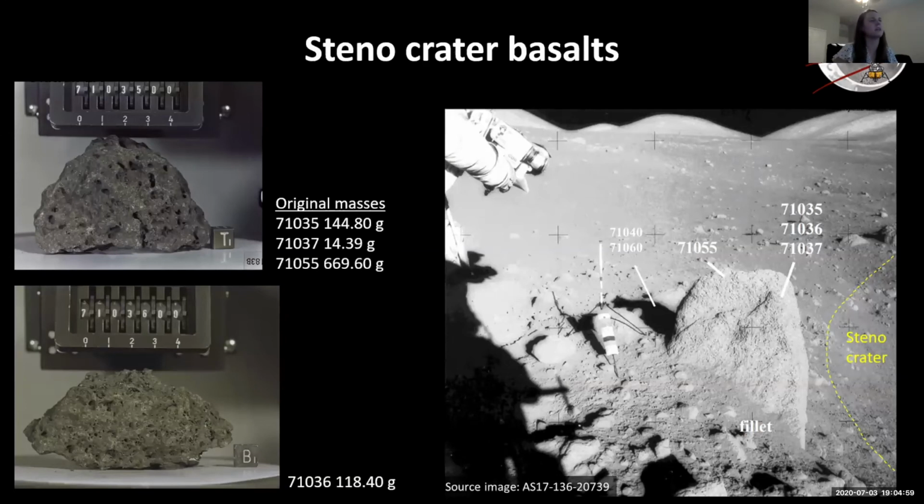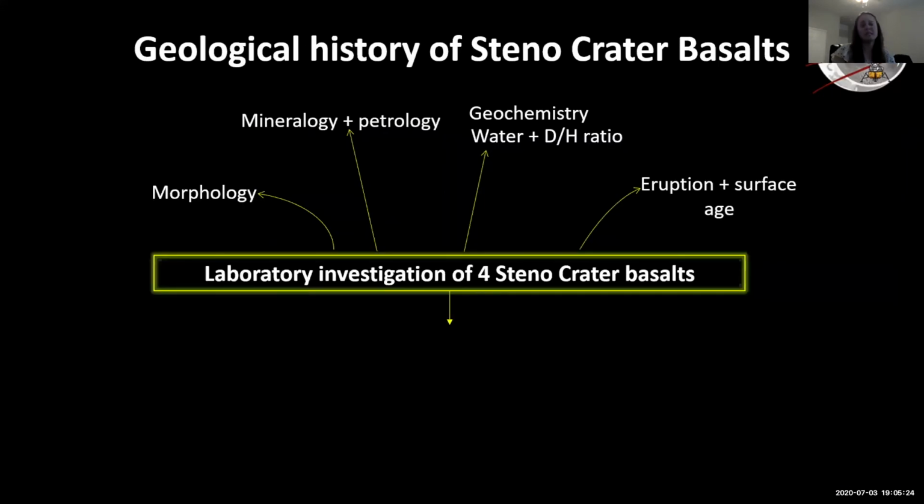So we're looking at 4 samples that were collected from the rim of Steno crater. You can just see a coarse outline here in yellow. And all these samples were chipped from this boulder. And you can see, I think this is Jack Schmidt in the photograph here. And you see the sample numbers here. This one in the middle, 71036, is the one that has been frozen for 50 years. And so our study is really to do a very in-depth laboratory investigation of these 4 samples to compare the frozen sample to the ambient samples.